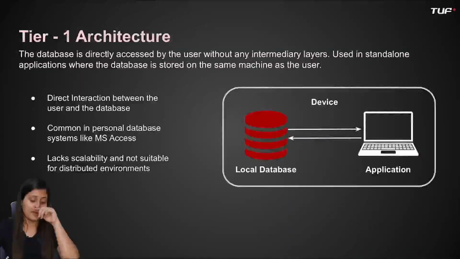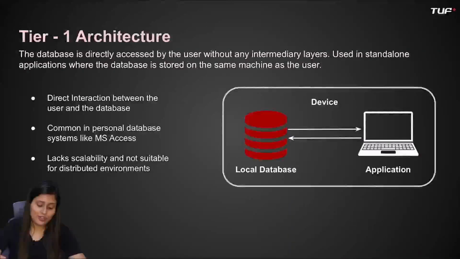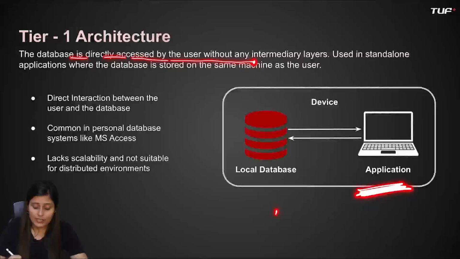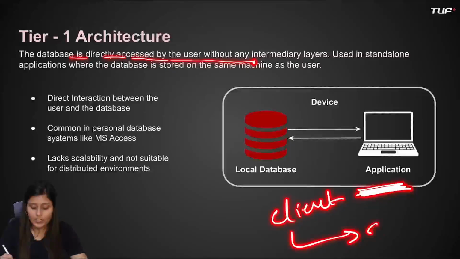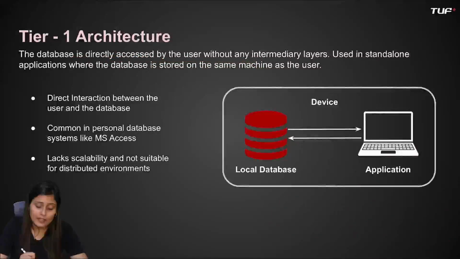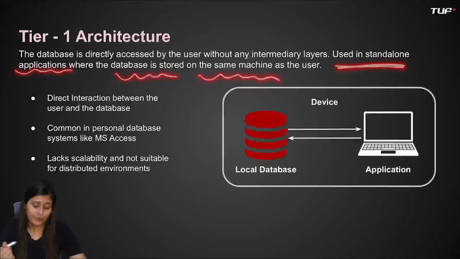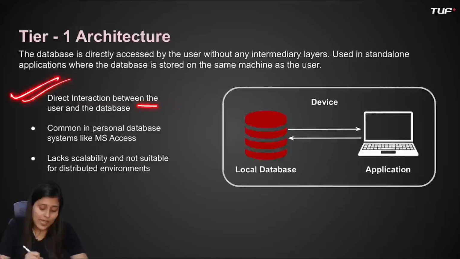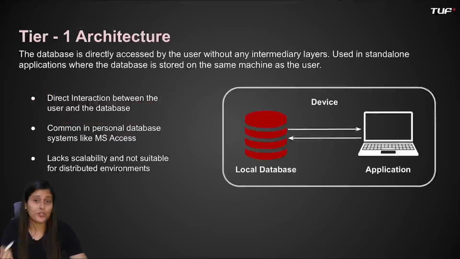So now let's learn about tier 1 architecture in depth. How does it actually look? The database is directly accessed by the user because the client, server and database all exist on the same machine. So here the client can directly access the data because the database exists on the same machine. There are no intermediary layers, and it is used in standalone applications where the database is stored on the same machine. So it helps direct interaction between the user and the database. The interaction is direct, so the time consumed will be very less.